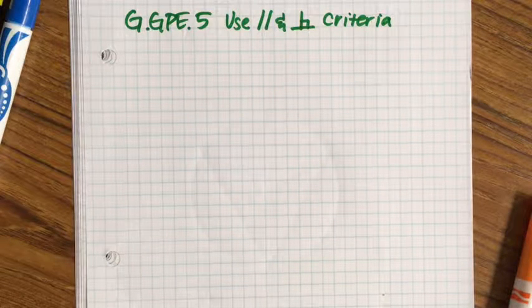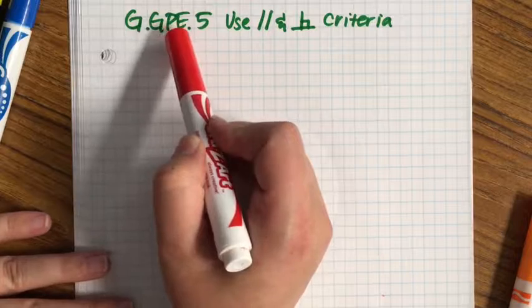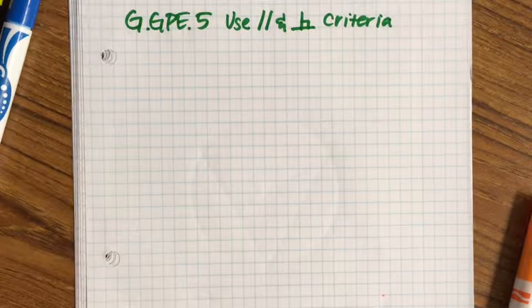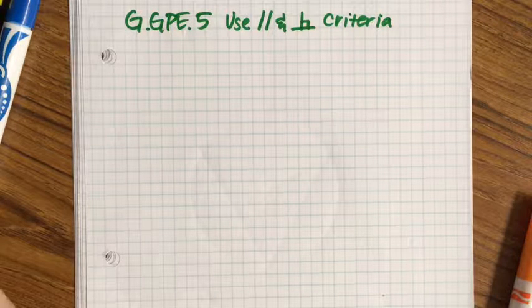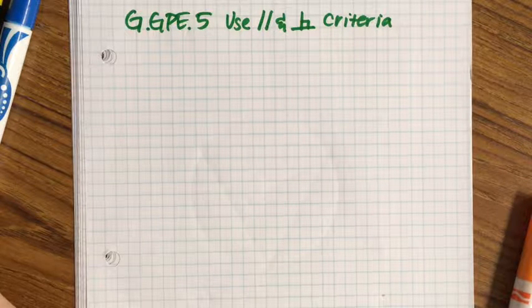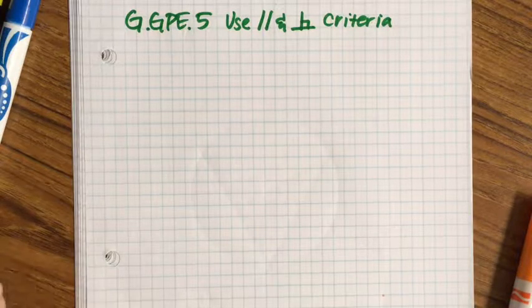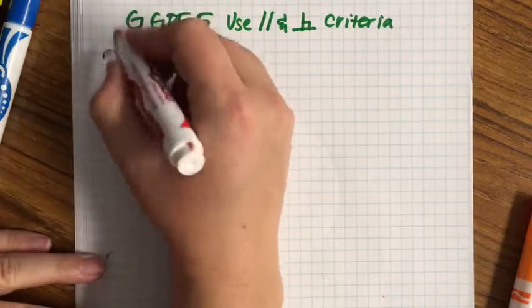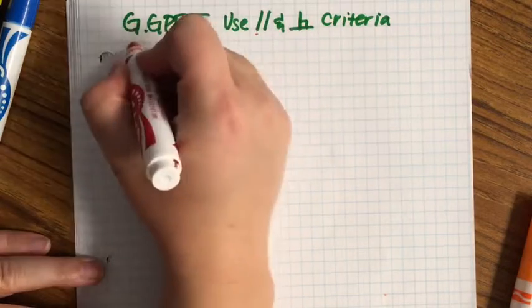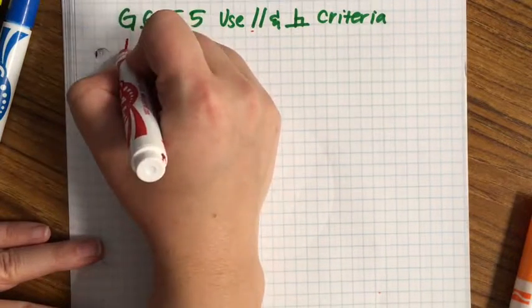G.GPE, and by the way, GPE stands for expressing geometric properties. So it's geometric properties with equations. So GPE4 and GPE5 and 7, notice it skips 6, those are all about things on the coordinate plane and properties of these things with equations. So we need to know how to do parallel and perpendicular. Let's just go with parallel.